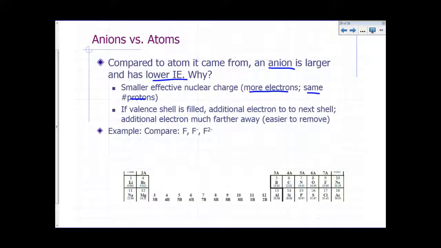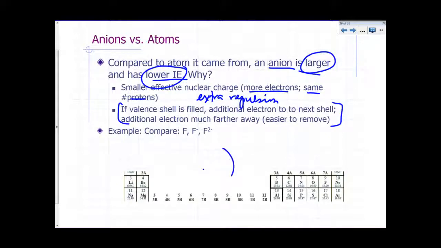So extra shielding means extra repulsions among the electrons on the outside. If there are extra repulsions, they're going to spread out more, so your size would be larger. If they spread out, they move farther away. They're going to be pulled less by the nucleus, and so the ionization energy is going to be lower. It will be easier to remove an electron from out there. Now, if a valence shell is filled, the additional electron will go to the next shell, much further away, even easier to remove.